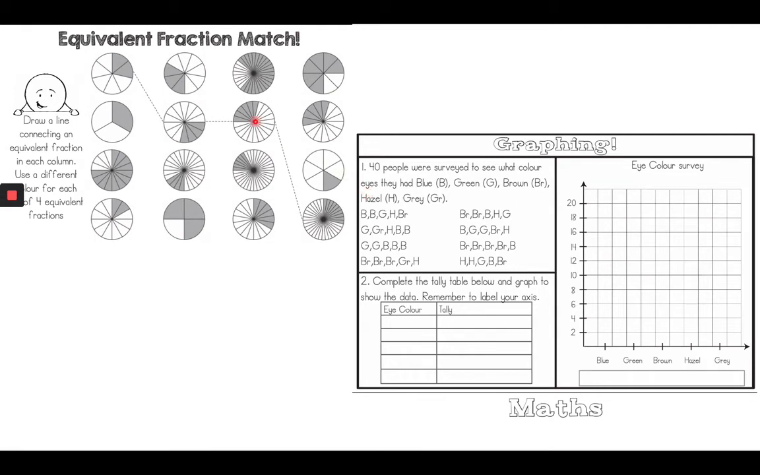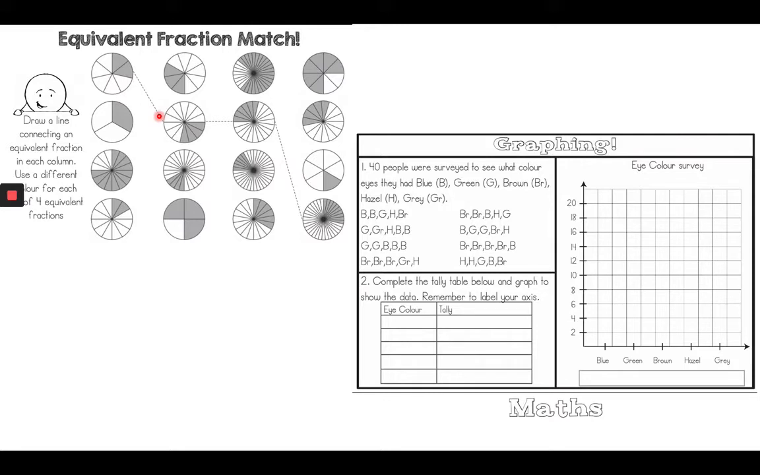For maths, the first task is looking at equivalent fractions. You need to draw a line to connect the equivalent fraction in each row, and you will have a line connecting all 4 rows. What you can do is have a look at how much of each fraction is coloured in, each whole, to see whether it matches. And that is how you go through the sections.